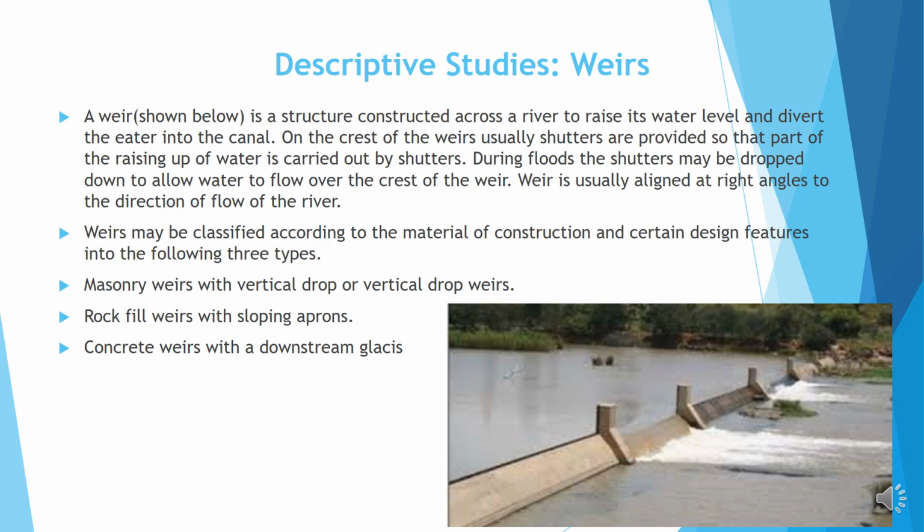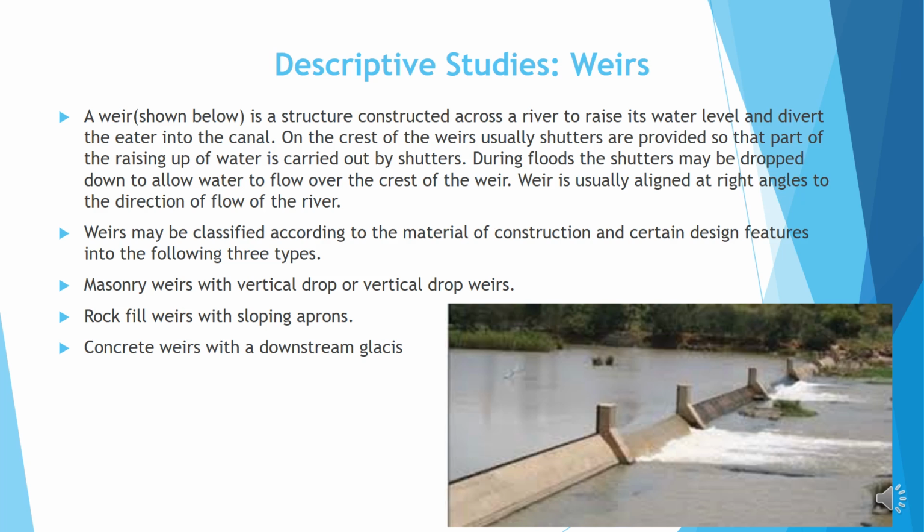Weirs. A weir, shown below, is a structure constructed across a river to raise its water level and divert the water into the canal. On the crest of the weir, shutters are usually provided so that part of the raising up of water is carried out by shutters. During floods, the shutters may be dropped down to allow water to flow over the crest of the weir. A weir is usually aligned at right angles to the direction of flow of the river.